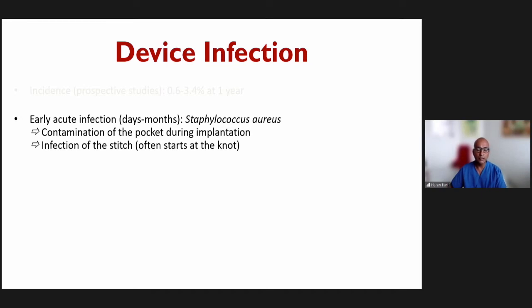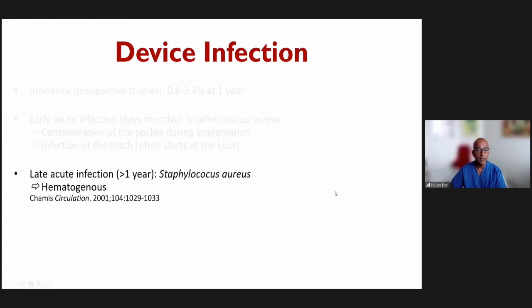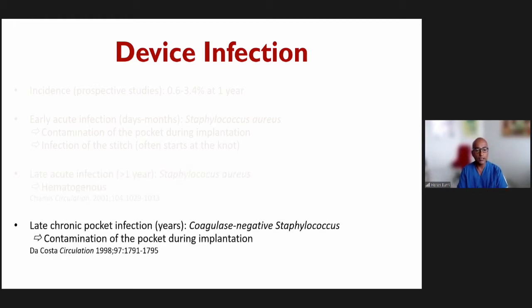One can also have this as a secondary infection coming from the surface, say an infection of the knot that then progresses deeper and gets to the pocket. We also have late acute infection after a year, again, usually due to Staphylococcus aureus, which is usually hematogenous in spread from an external source. And finally, late chronic pocket infection, which takes years to develop, usually due to coagulase negative staphylococci. And this again is due to contamination of the pocket during implantation, but because these germs grow very, very slowly, it's a somewhat latent infection and takes years to develop.